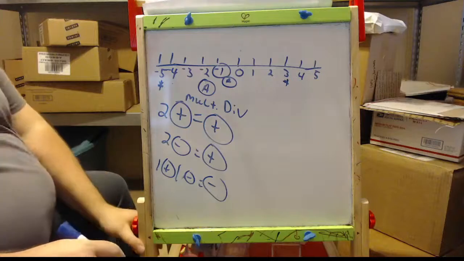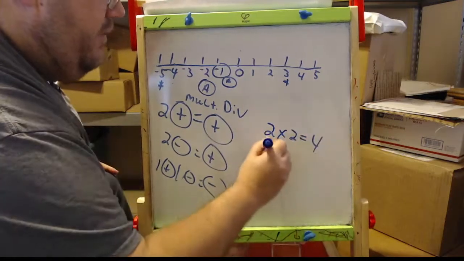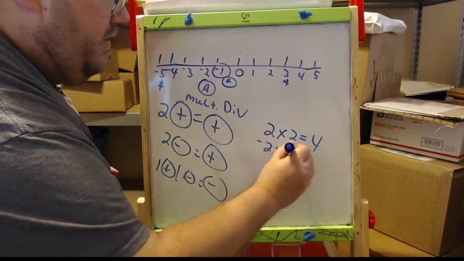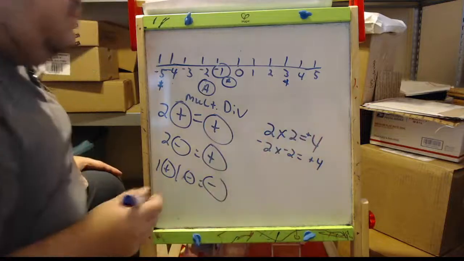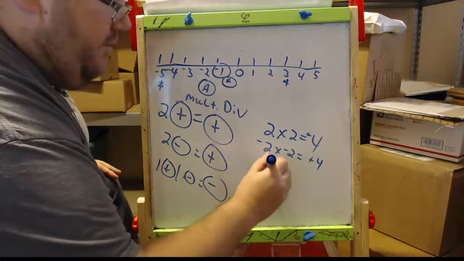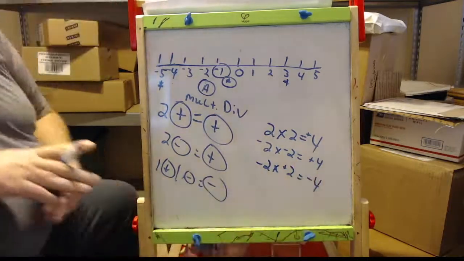Okay. So if I take 2 times 2, that's 4. If I take negative 2 times negative 2, that's also positive 4. If I take negative 2 times a positive 2, that's a negative 4.